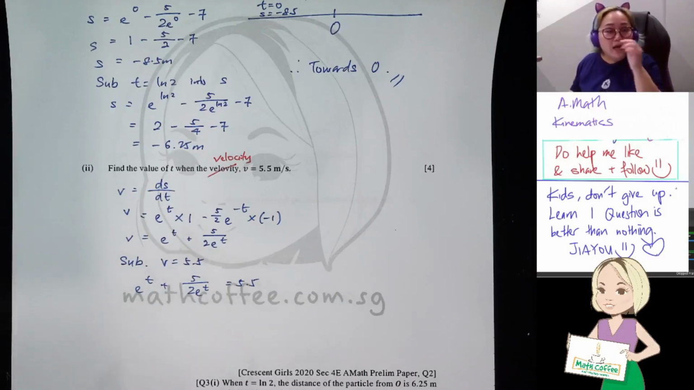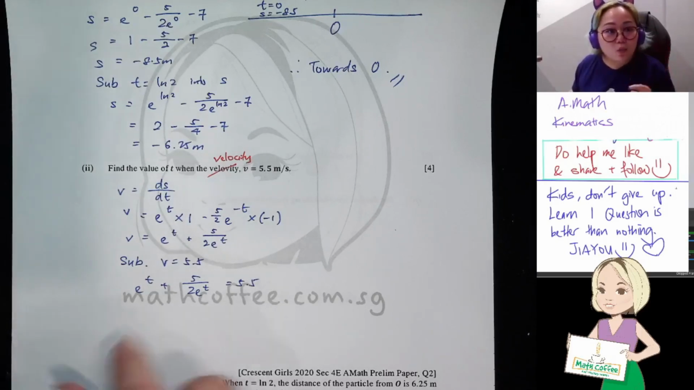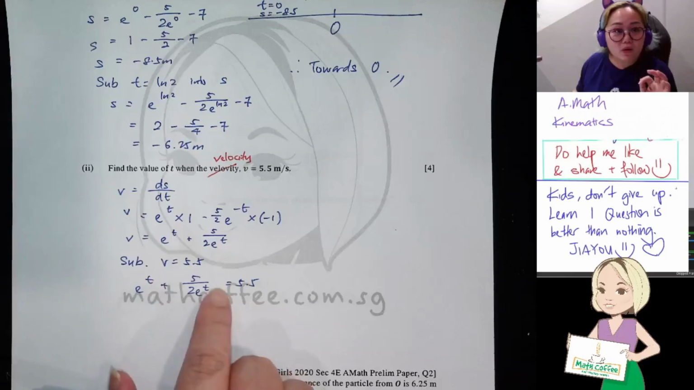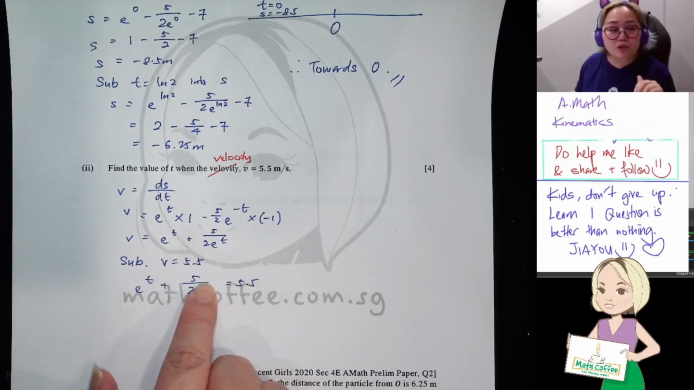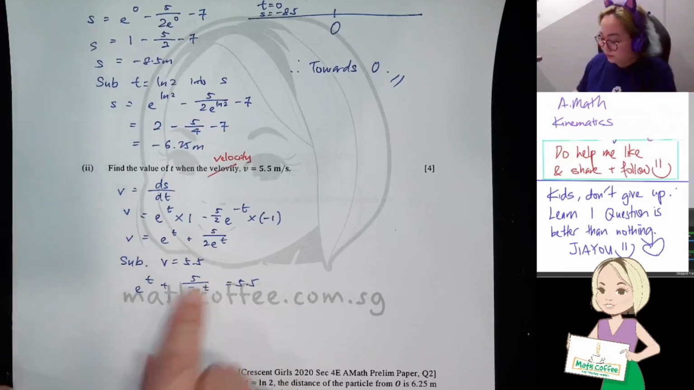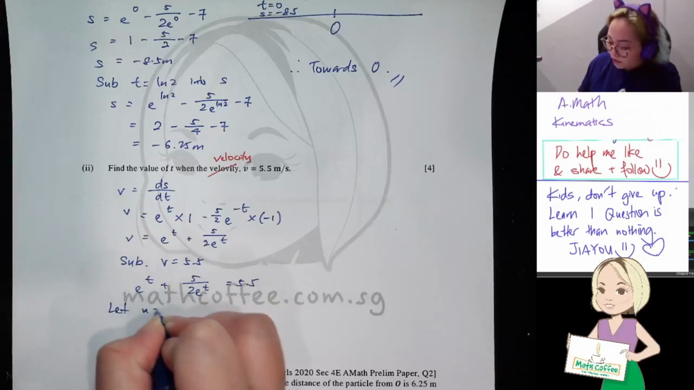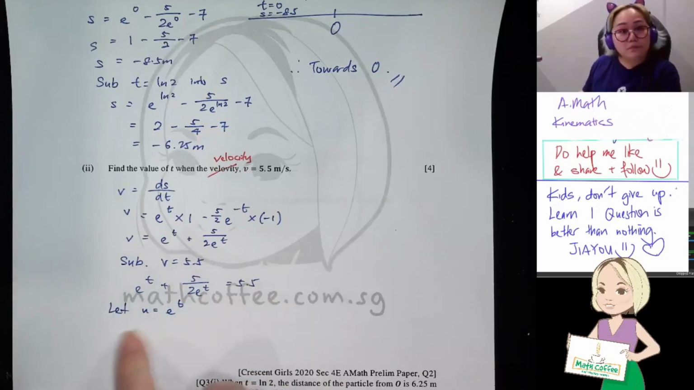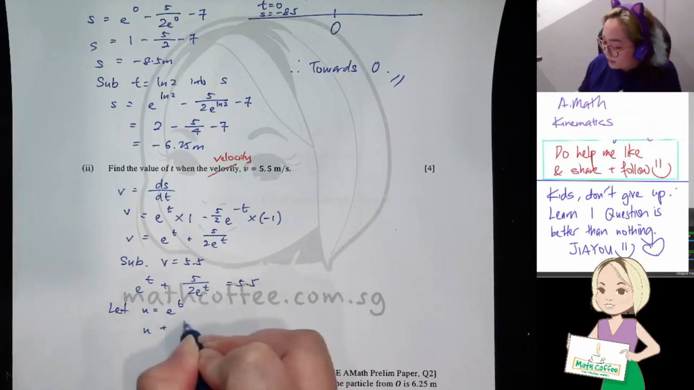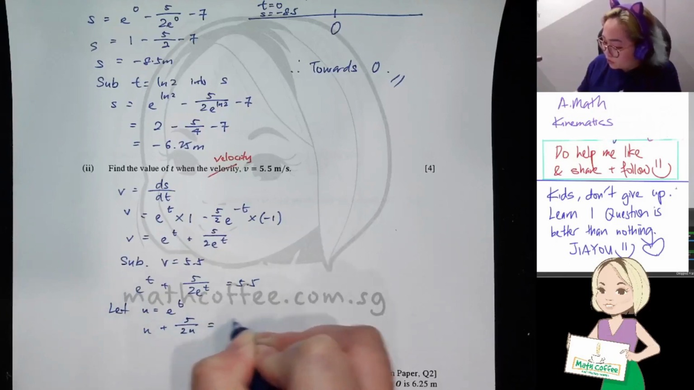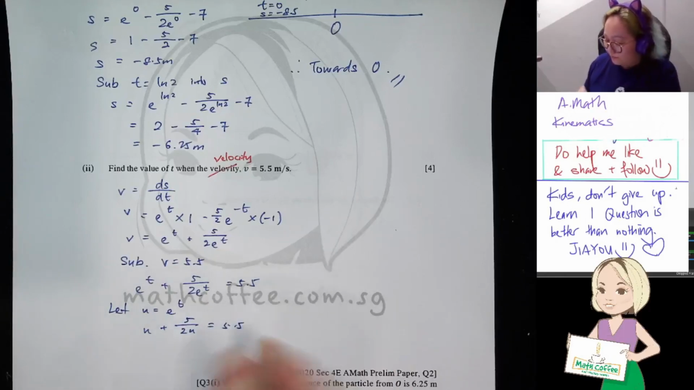Okay, so now this question looks very difficult to solve. The trick is whenever you see something whereby your power has the unknown, and you see duplicates, in this case I see e to the power of t, I see e to the power of t, so I'm going to make use of substitution. I'm going to let u equals e to the power of t. Temporarily, I'm going to change my e to the power of t into u first. So now it becomes u + 5/(2u) = 5.5.